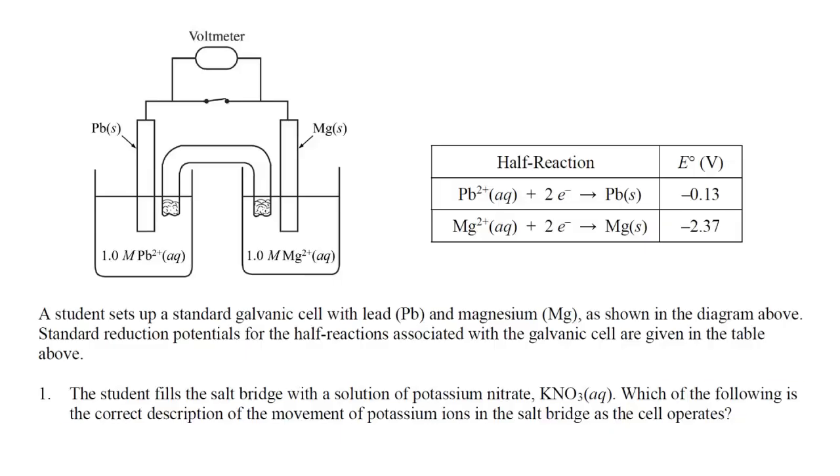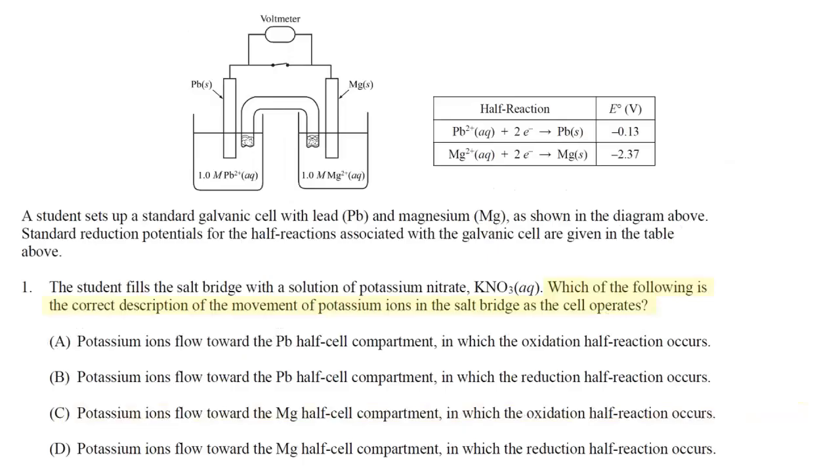And the question asks, which of the following is the correct description of the movement of potassium ions in the salt bridge as the cell operates? In all four choices, they begin with the phrase, potassium ions flow toward, but then we have to decide, is it the lead half cell compartment or the magnesium half cell compartment? We also have to decide, are these potassium ions flowing toward the half cell in which oxidation occurs, or toward the half cell in which reduction occurs?